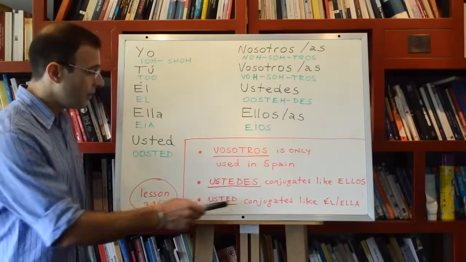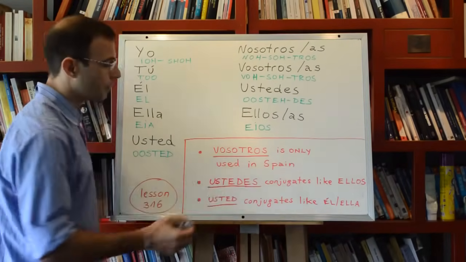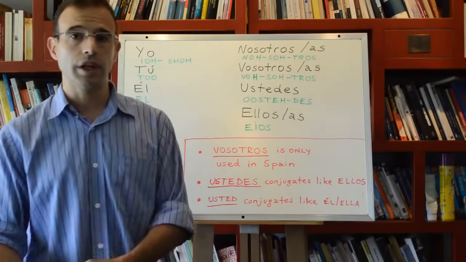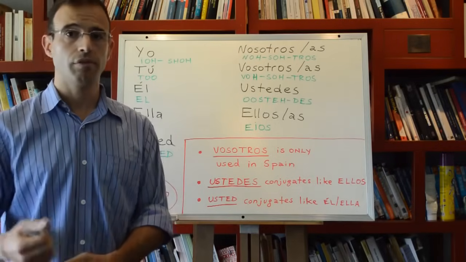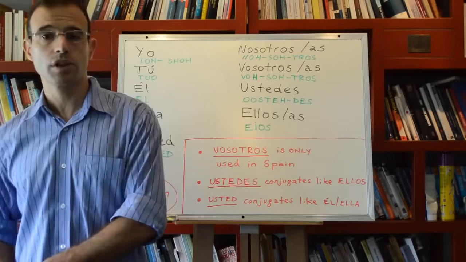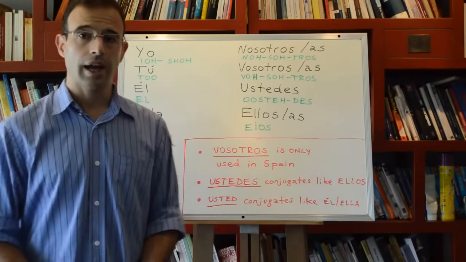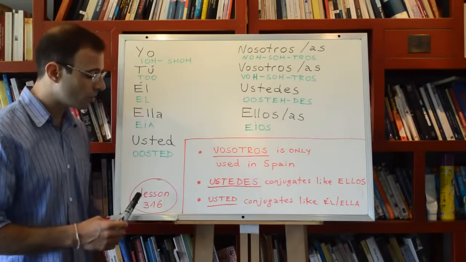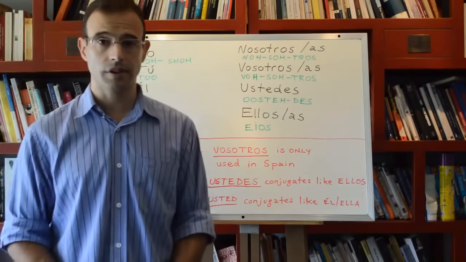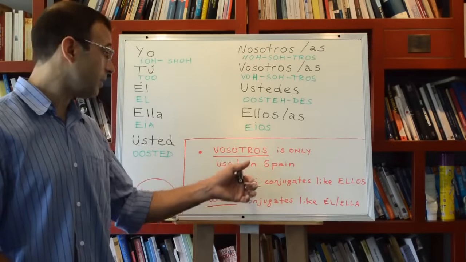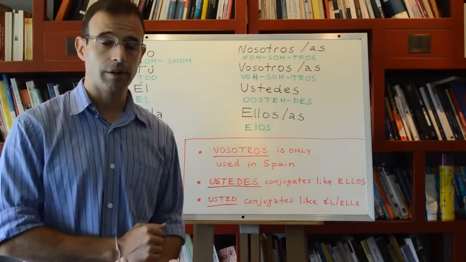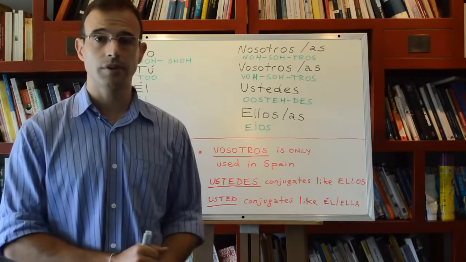And this same topic, when to use vosotros, ustedes, tú, usted, right? The formal, the informal in Spanish, how to distinguish them, how to conjugate them. I have explained that in lesson number 316. So if you want to get deeper into this, you can try to find my class number 316.